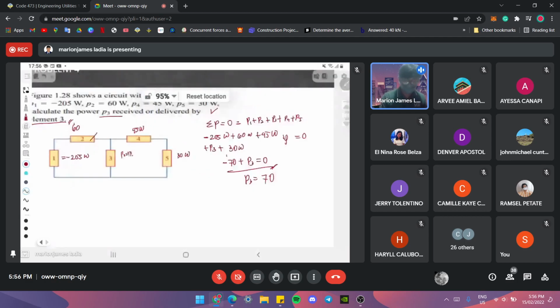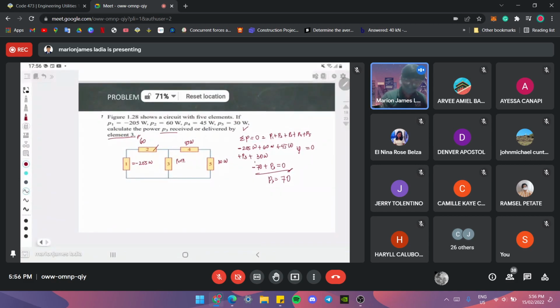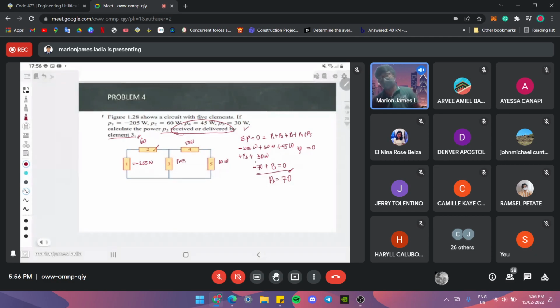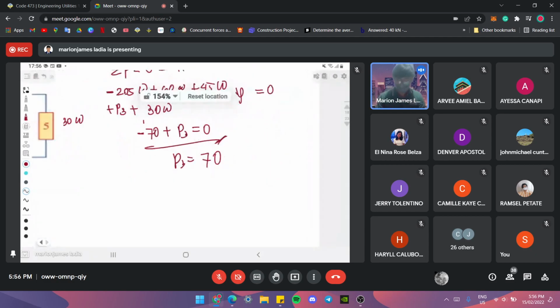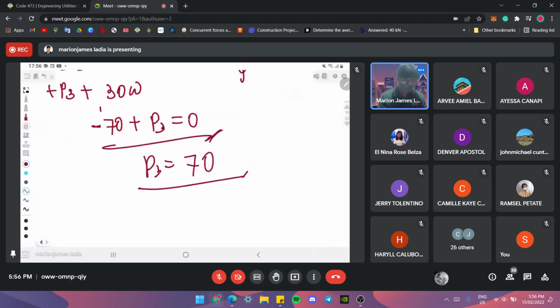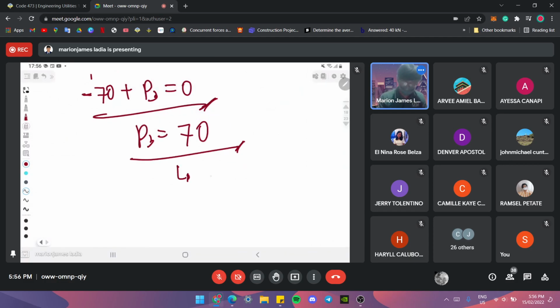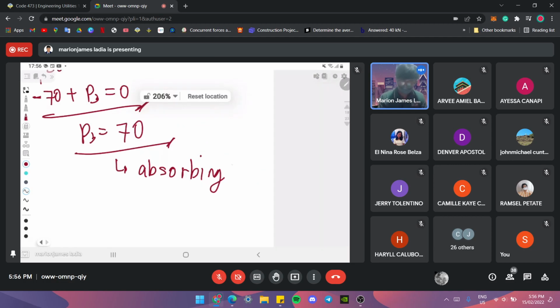Tinatanong din niya kung yung P3 daw ay nagre-receive or nagde-deliver. So, based sa sinabi ko kanina, or theorem, or let's say law na lang, is that if you will have a positive value of power, so therefore, this is absorbing or this is receiving. Okay?